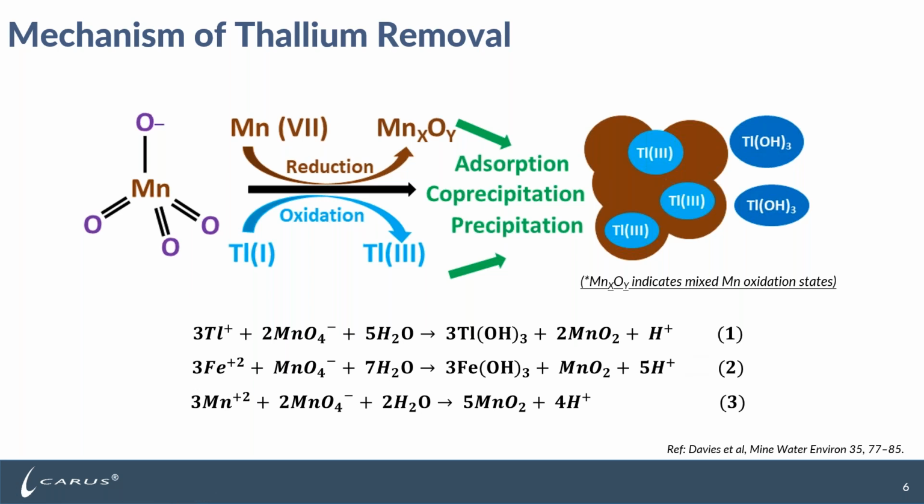The insoluble precipitates that form from these metals can then be removed by coagulation and flocculation. The manganese oxide precipitates are also generated during the reaction, and these components also facilitate thallium, iron, and manganese removal by a combination of precipitation, co-precipitation, and adsorption at alkaline pH levels.